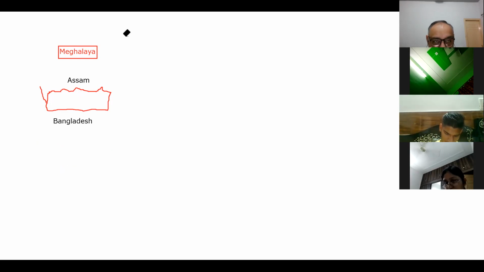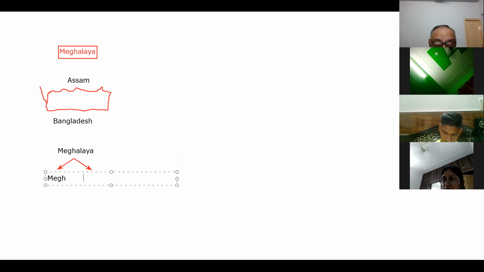As far as the name of Meghalaya is concerned, Meghalaya is the combination of two words. One is Megh, second is Alaya. Megh means clouds. Alaya means home. So that is why Meghalaya is called the home of clouds, right?